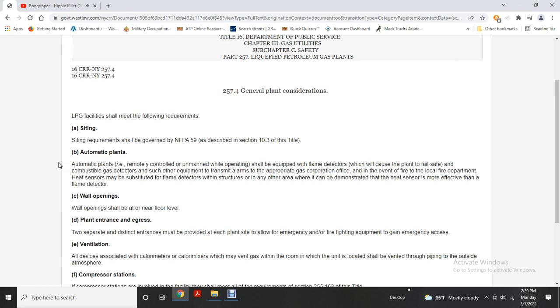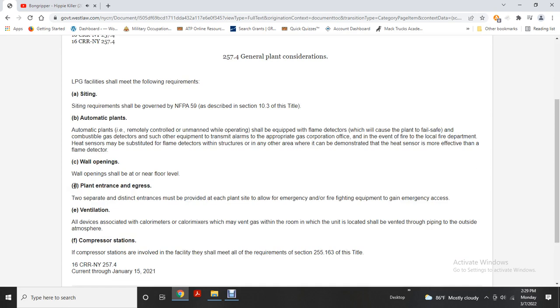corporation office. In the event of a fire, with the local fire department, the heat sensor may substitute for the flame detectors where a structure is involved, to demonstrate that the heat sensor is more effective than the flame detector. C. Wall openings shall be near the floor, plant, entrance, and ingress. Two separate distinct entrances must be provided. Each plant side shall allow emergency and firefighting equipment to gain emergency access.